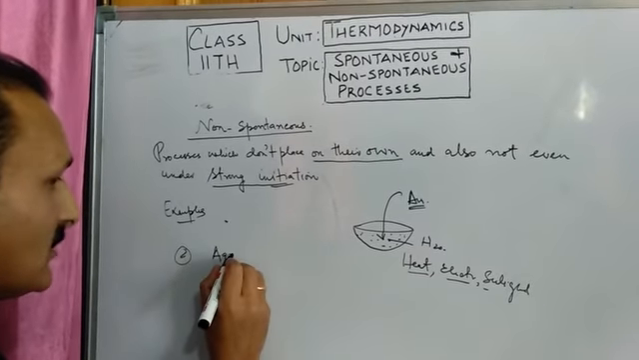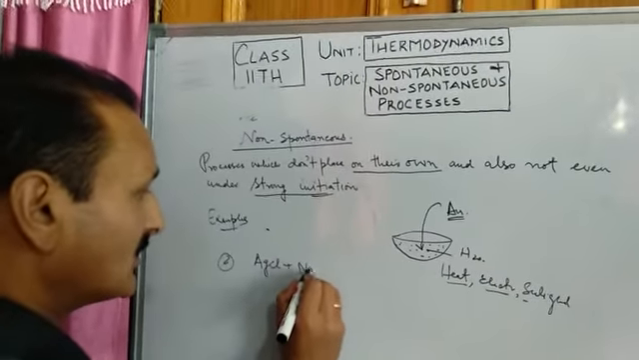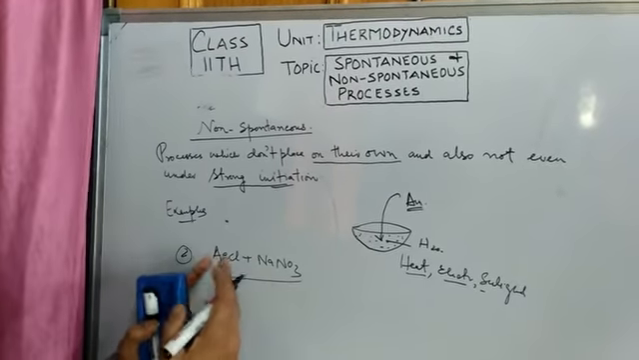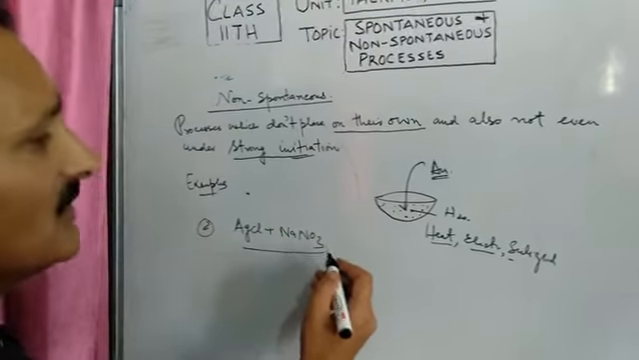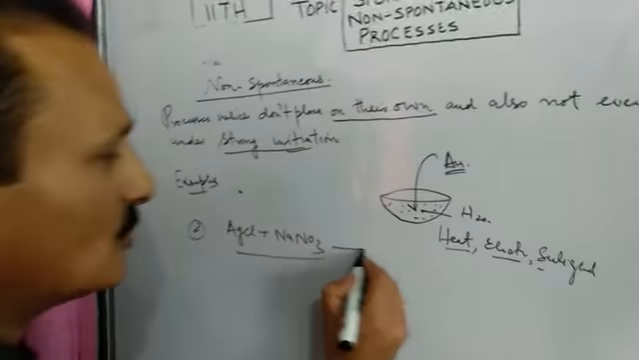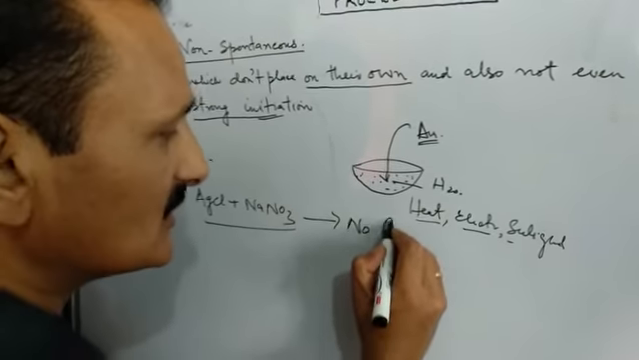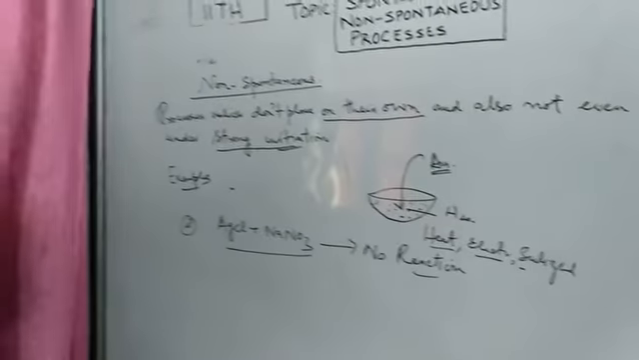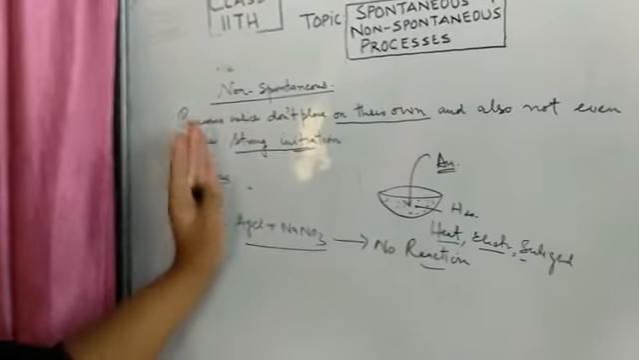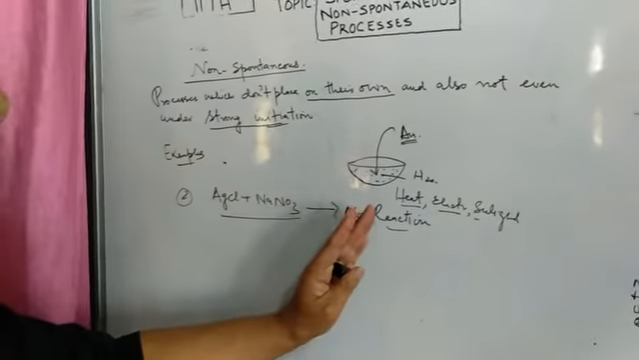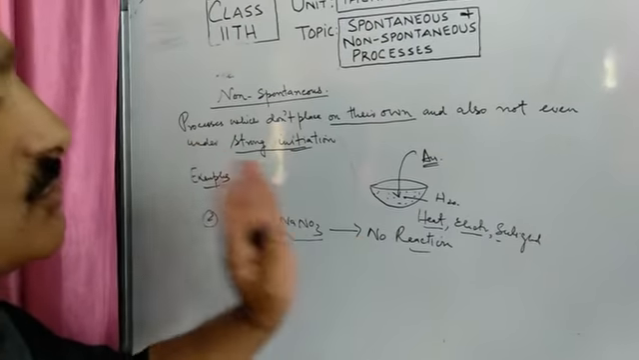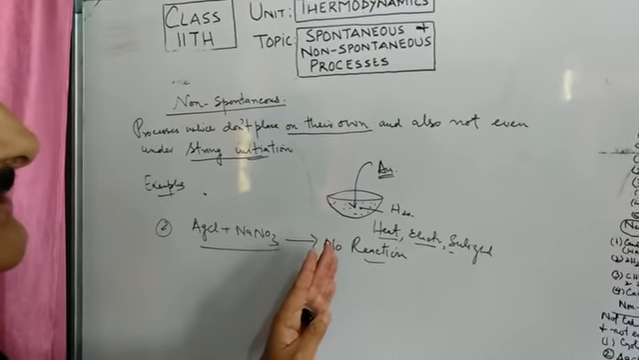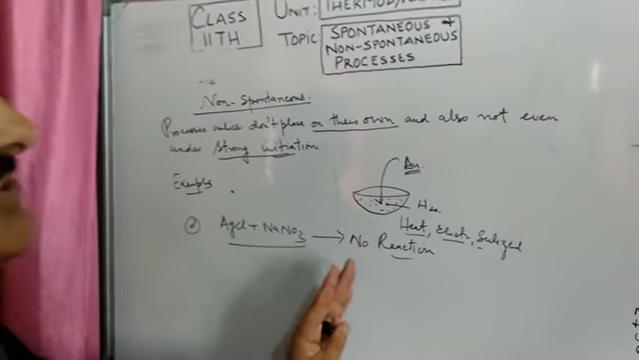Then we can take another example of it. Reaction between silver chloride and sodium nitrate. This reaction never takes place. They do not react together. If we heat them, if we provide electricity to them, no reaction will take place. So this is another example of a non-spontaneous process. So as far as non-spontaneous processes are concerned, they are those processes which do not take place at all. Even they do not take place under strong initiation.